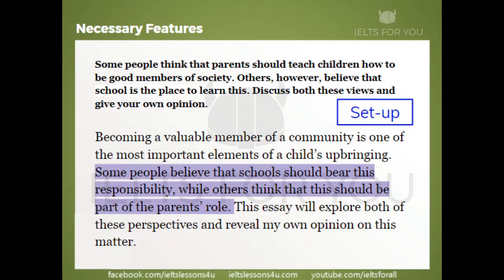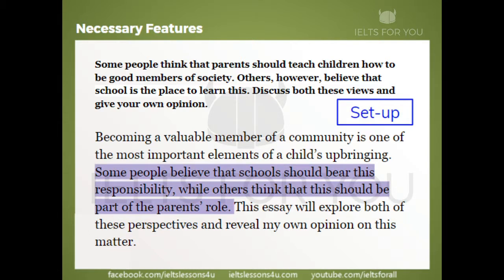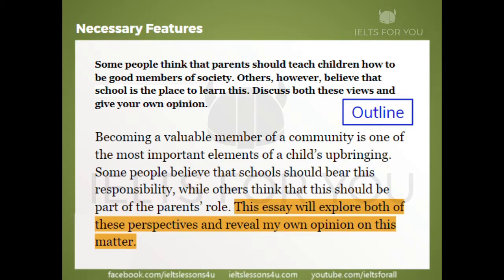Okay, now this sentence is setting up the next sentence, which is the outline. And the outline reads like this. This essay will explore both of these perspectives and reveal my own opinion on this matter. Okay, so notice that the setup basically introduced the discussion, both sides of the discussion, leading to the outline. What is this essay going to do about that discussion? Well, this essay will explore both of these perspectives and reveal my own opinion on this matter.